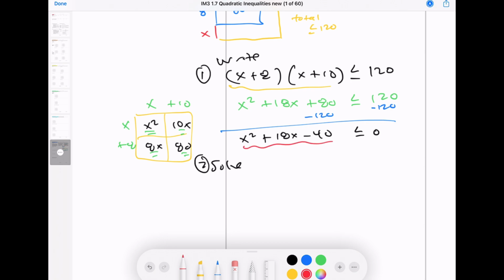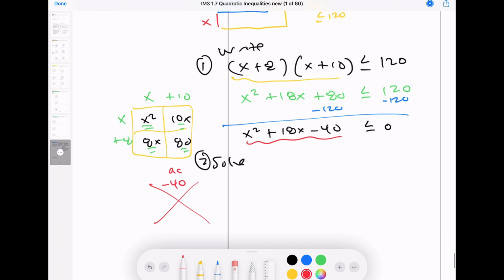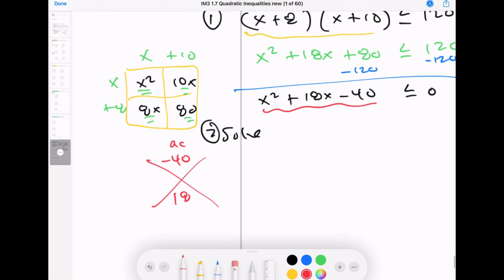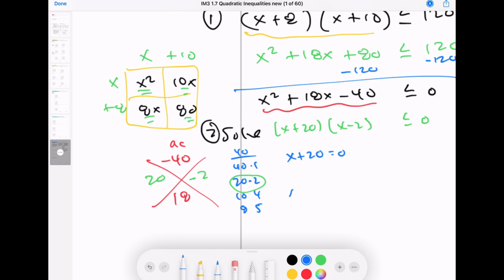So I'm going to see if I can factor that. A times C is negative 40. Our B value is 18. Remember, you can always list out your factors. So it looks like 20 and 2. See if that works. So I have x plus 20, x minus 2. And then we're going to solve that. Set it equal to 0.